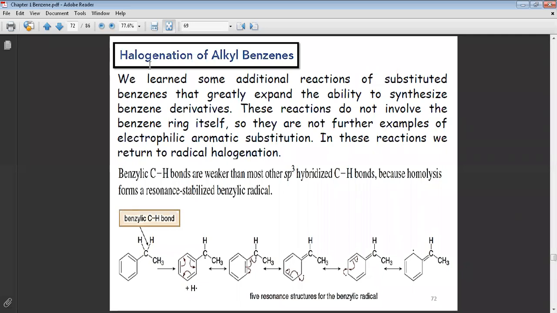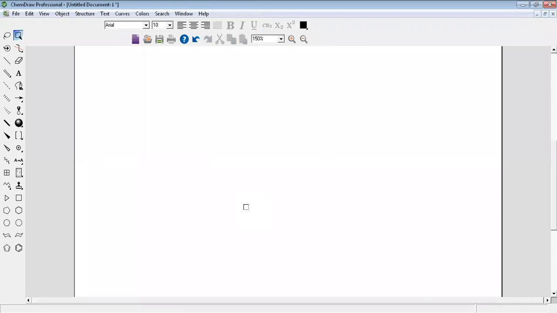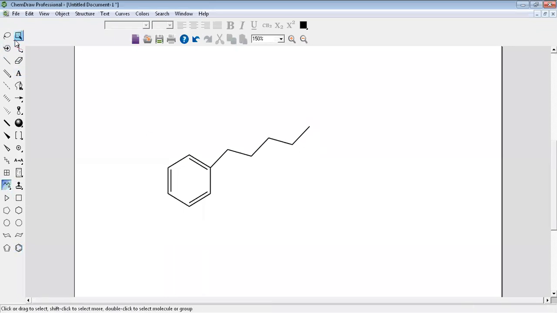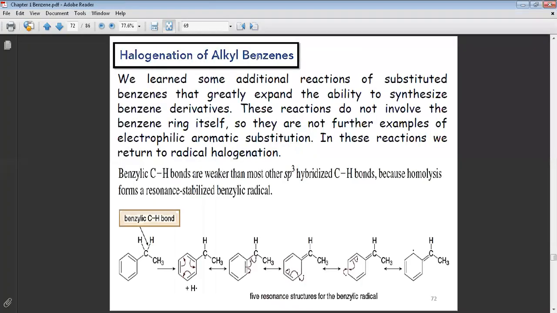Now the halogenation of the alkyl benzene. Look, halogenation of the alkyl benzene, meaning not on the benzene ring, students, but on the alkyl group. Okay? We have, for example, this benzene ring, and we have this alkyl group on the benzene ring. Then I want to make halogenation here on the alkyl group, not on the benzene ring.